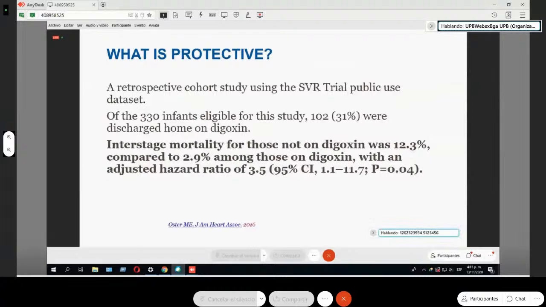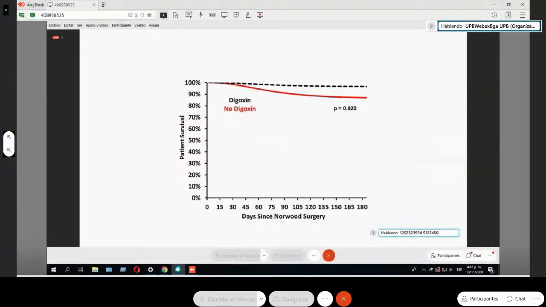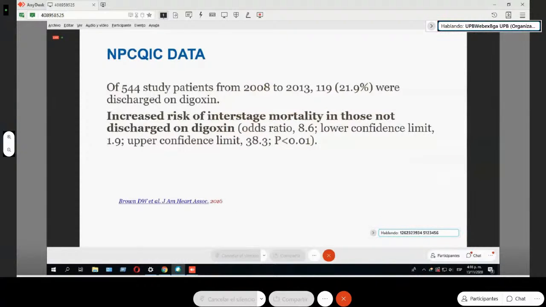Ahora, ¿qué es protector? Algo muy interesante de los estudios en los que se utiliza la base de datos SBR: este fue un estudio retrospectivo de 330 infantes elegibles, 31% estaban dados al alta con digoxina. Ahora, muchos de estos pacientes tuvieron una incidencia de mortalidad de 12,3 y esto se muestra gráficamente en esta diapositiva en particular, y resultados similares se hallaron en el grupo de NPC-QIC.